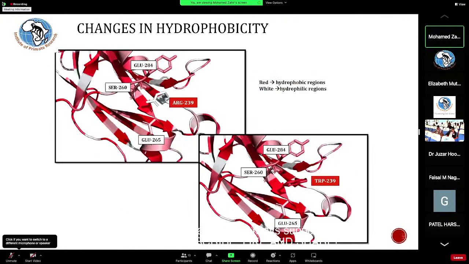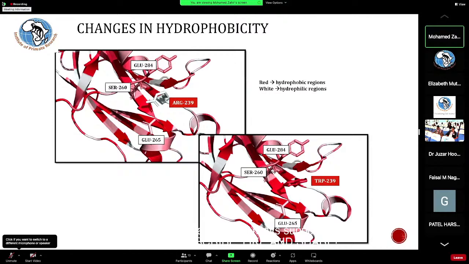When we look at the hydrophobicity in this particular picture, the red regions represent the hydrophobic regions and the white regions represent the hydrophilic regions. The original variant had a hydrophilic region, but now the mutation that has changed the protein from arginine to tryptophan has converted the hydrophilic region into a hydrophobic region. And so that also has an influence on how this protein will behave downstream.